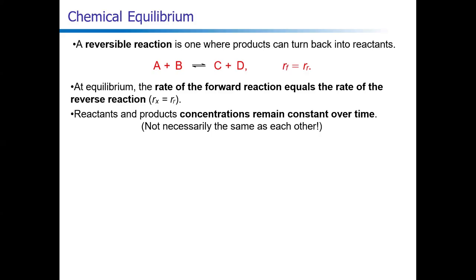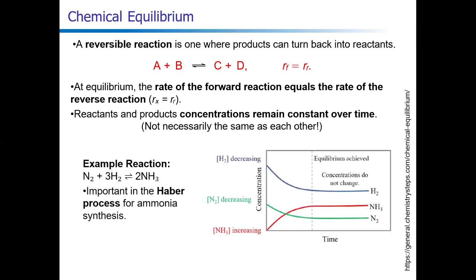Importantly, equilibrium is dynamic, not static. Even though we can't see changes in concentration, reactions are still happening, just at equal rates. So the concentration of reactants and products remains constant over time, but they're not necessarily equal in value. That's a common misconception. Let's look at a classic example.